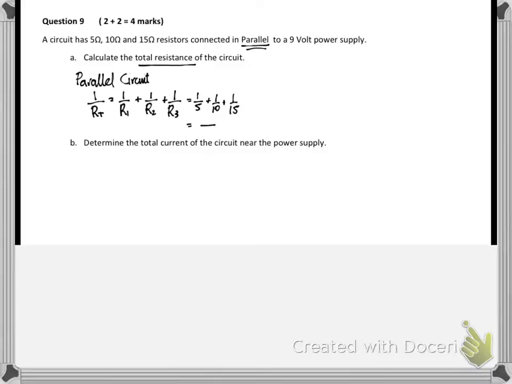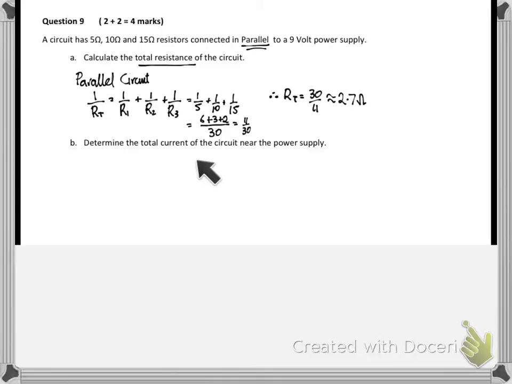So there we are. We set up fraction addition. Now what's the common denominator? 30. 5 into 30 goes 6 times. 10 into 30 goes 3 times, and 15 into 30 goes twice. So we add up the numerators. There it is, 11 on 30. Now, the total resistance is the reciprocal of that number, 30 divided by 11, which is approximately 2.7 ohms of resistance. So that's the total resistance for a parallel circuit.